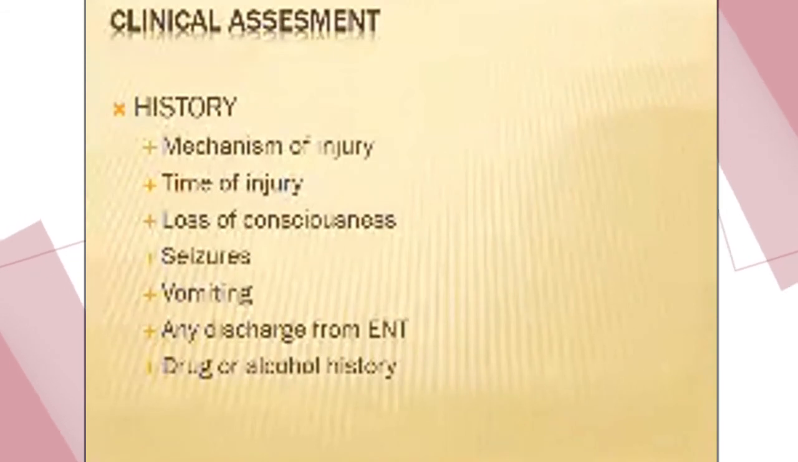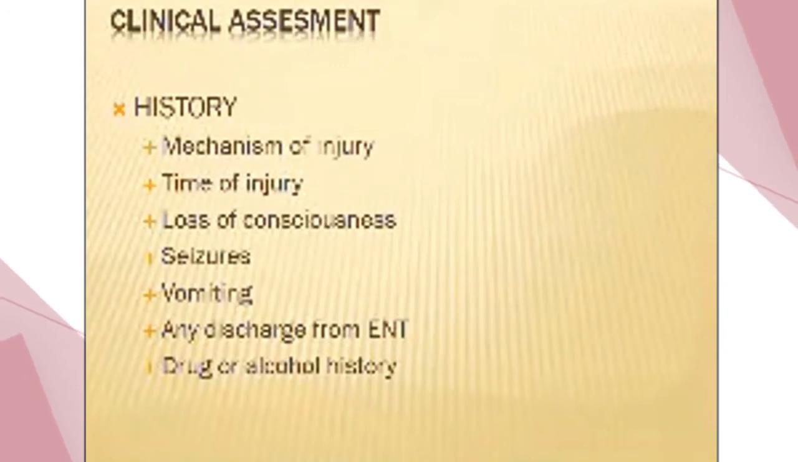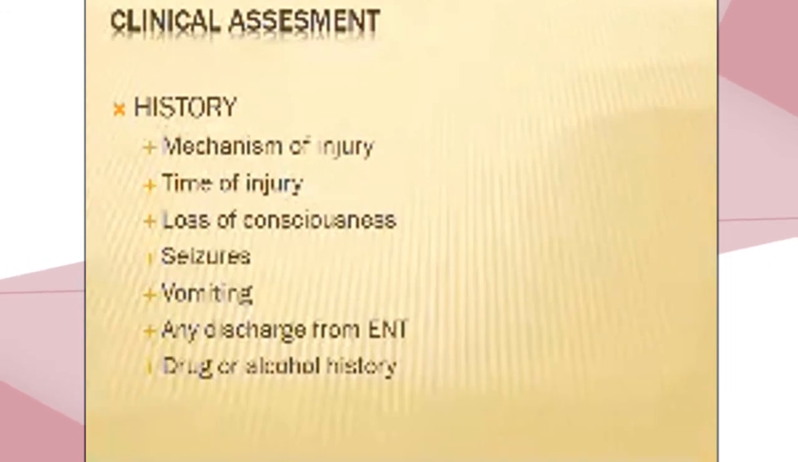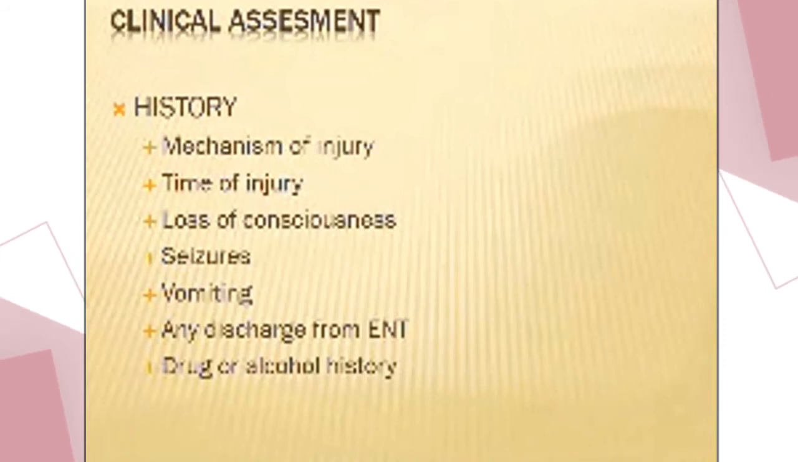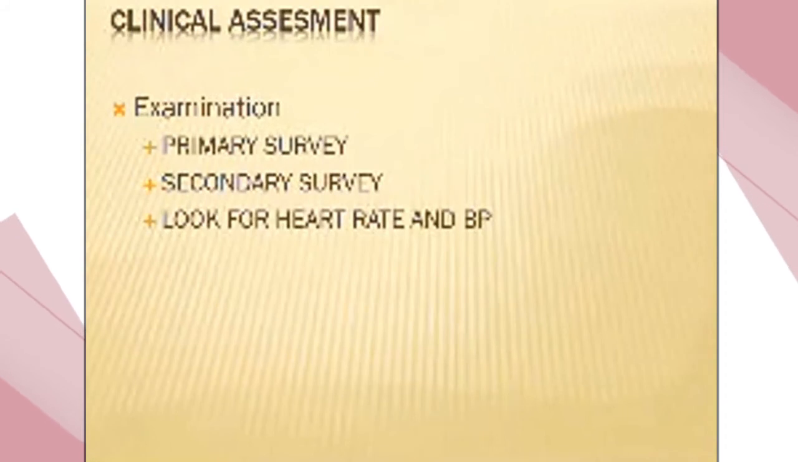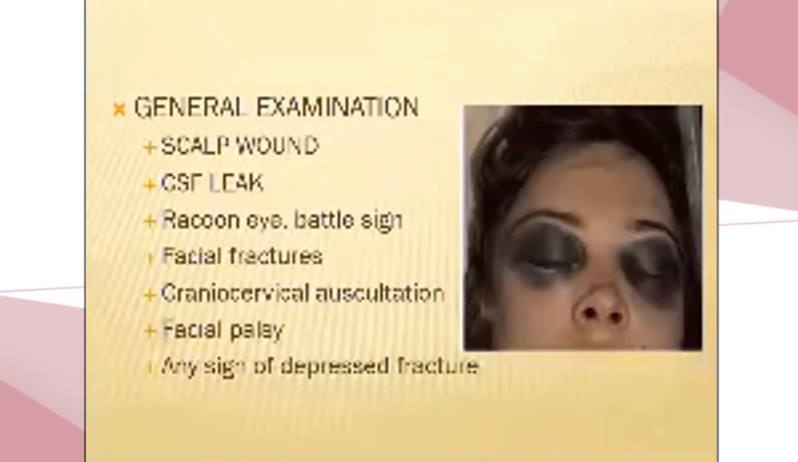Coming from the pathophysiology, how can we clinically assess the patient? We take a brief history of the patient whenever we receive a patient of head injury. We get to know about the mechanism of injury, the time of injury, any history of loss of consciousness, seizures, vomiting, any discharge from ENT, or drug or alcohol history. Then we go for the examination. We do the primary survey, as we all know, and do the secondary survey. So we do the C, A, B, C, D, E, and then in the general examination, we examine the scalp.